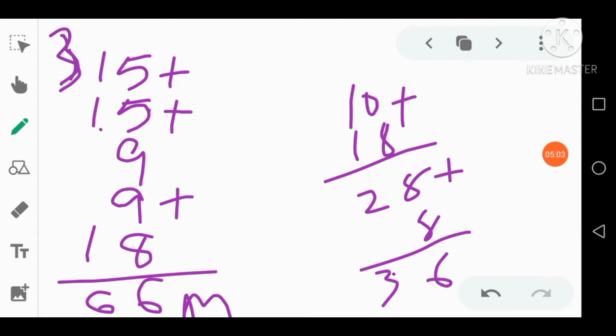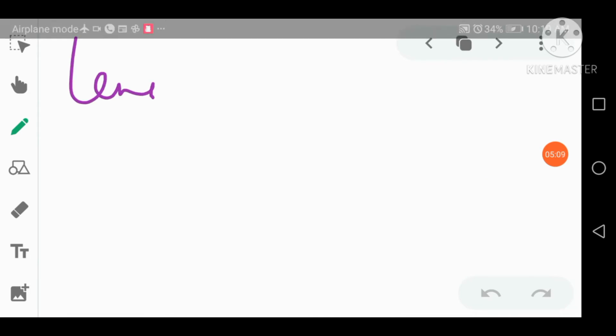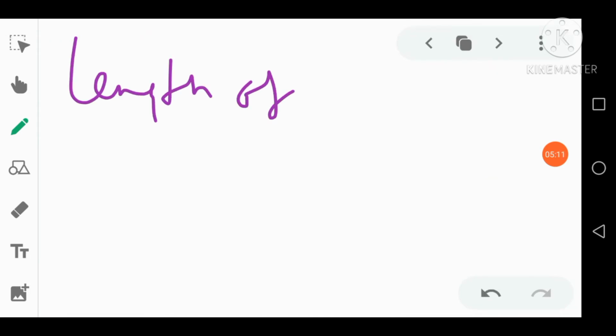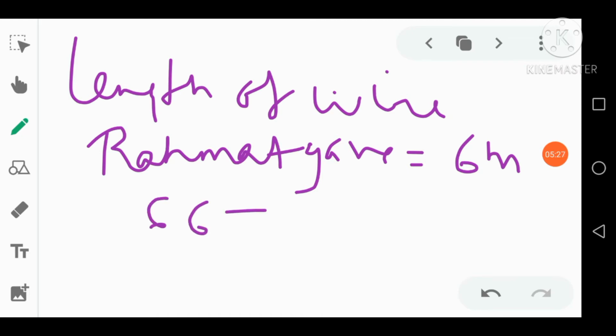So how much wire did Rahmat give? So length of the wire Rahmat gave is equal to 6 meter. So how much wire more he should buy? He should buy 66 minus 6, that is 60 meter wire he should buy.